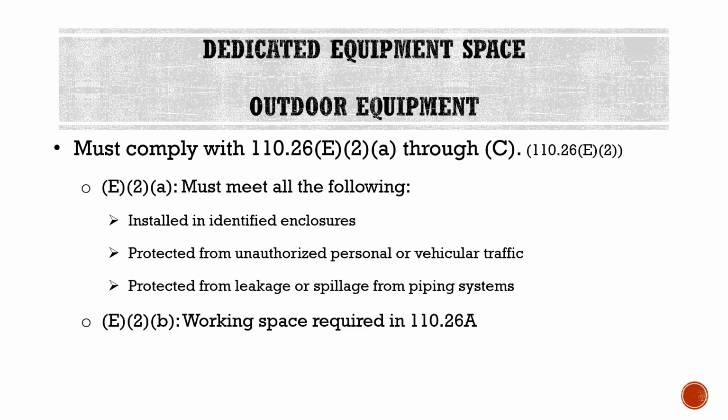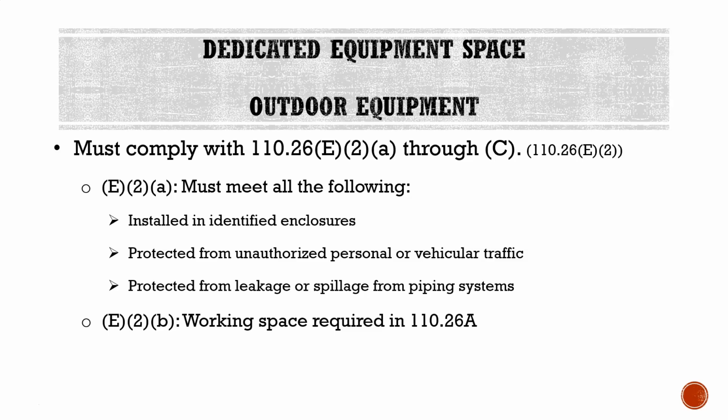So (E)(2)(a) is kind of a large culmination of a couple of the other points for 110.26 for indoor equipment that we talked about. In other words, the equipment's going to have to be installed in something that protects it from the outdoor environment and whatnot, and we also don't want unauthorized personnel or vehicle traffic access to it, especially vehicular traffic. We don't want someone ramming into this with their vehicle, obviously.